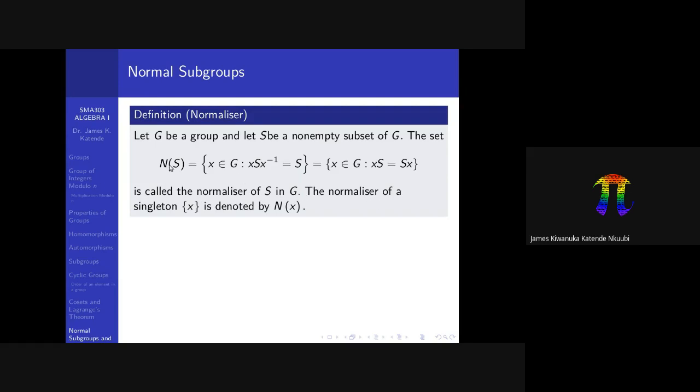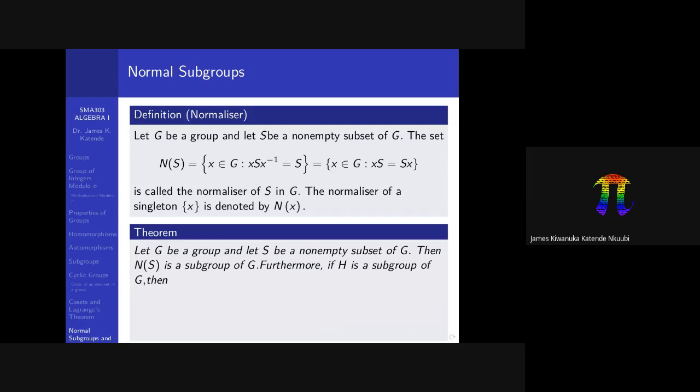Now, if S contains only one element, if S is just made up of a singleton, then we write the normalizer of that set as N of X, where X is the only element contained in S. That would be the notation. Instead of the whole set S, we just pick the one element in the set. So we make some statements about this set.